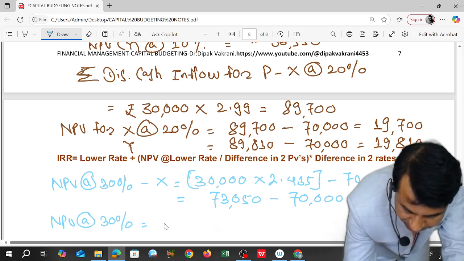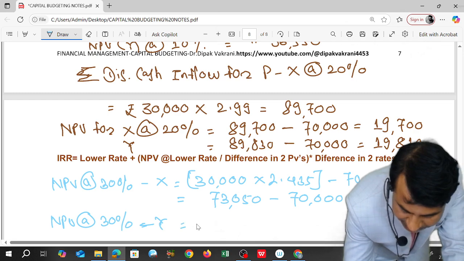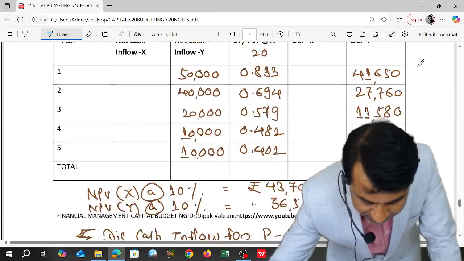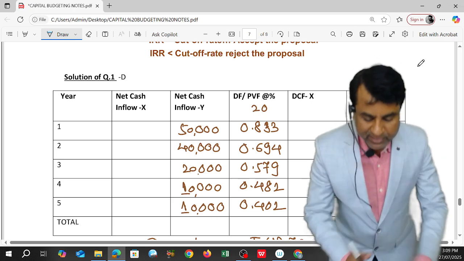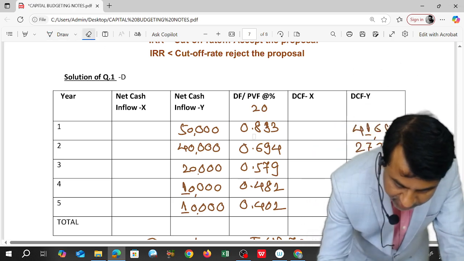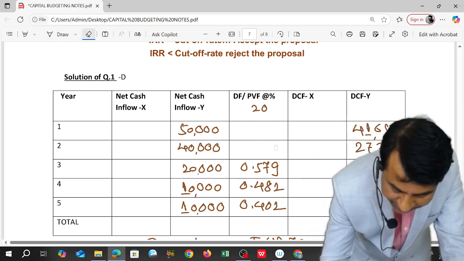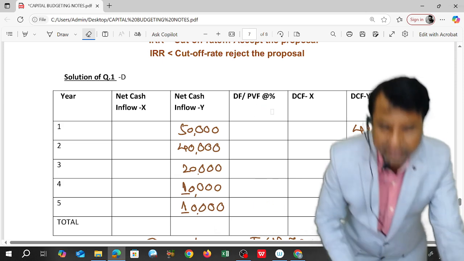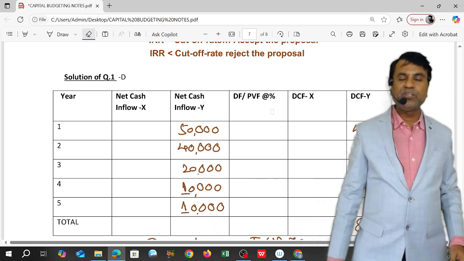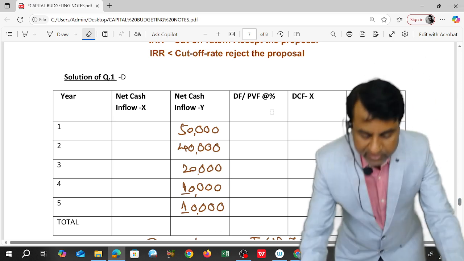NPV at 30% for Y. For that we need to complete the table. Now I am removing the 20% figures from here, because you got how I calculated. I'm just clearing these figures so that I can write down 30% here, because I want the minimum difference between the two rates. That is why I will try 30 here.